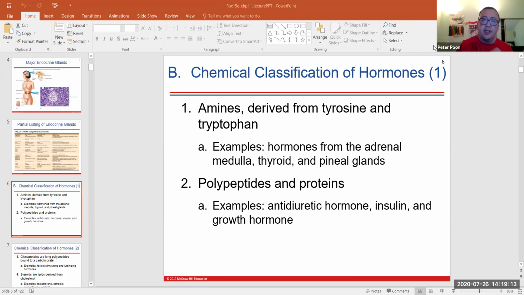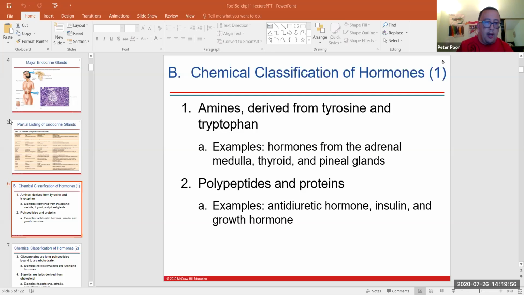So first thing I'll go over is the chemical classification of hormones, because it really does matter how they're classified and how they work. First group are amines that are derived from the amino acids tyrosine and tryptophan. The examples: things from the adrenal medulla, so epinephrine, norepinephrine, thyroid hormone, and the pineal gland. Polypeptides and proteins: antidiuretic hormone, insulin, oxytocin, growth hormone. These are all polypeptides.